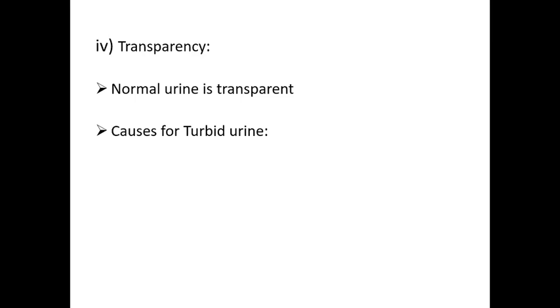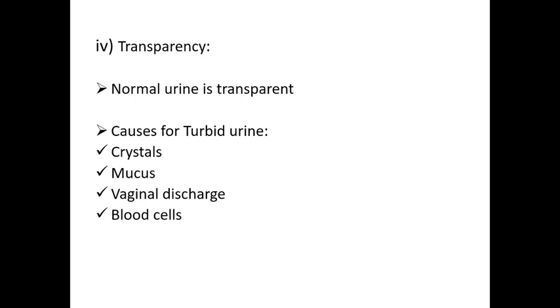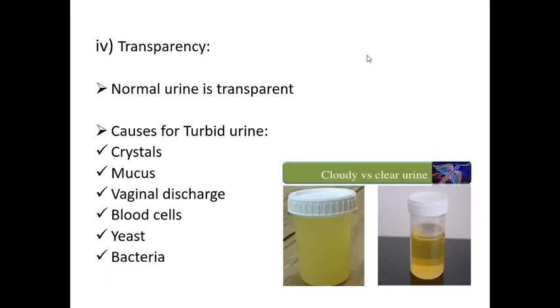So then what could be the reasons for turbidity in urine or cloudy urine? Cloudy urine could be due to the presence of crystals, mucus, vaginal discharge, blood cells, yeast, bacteria. Right? So if you look at this picture, here is a clear urine sample, and this is a cloudy or turbid urine sample.